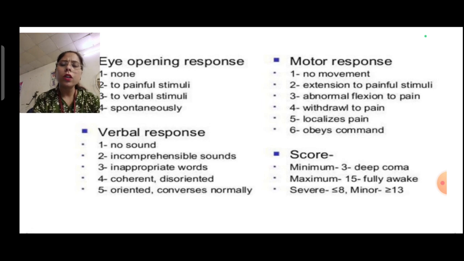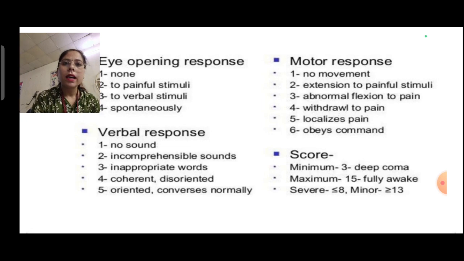So in total we have a maximum score of 15, that is eye has 4, verbal has 5 and motor has 6. So in total we have 15 scores. We grade him according to the score. If the patient has a score between 8 to 13, we grade it as a good score. And if he gets the maximum score, that is full 15 out of 15, then he is fully awake.